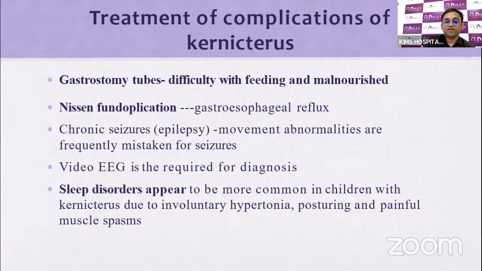For babies who have difficulties in feeding and are malnourished, we can use gastrostomy tubes that improve the weight gain of the babies. And if they have significant gastric reflux even after anti-reflux medications, we can think of Nissen fundoplication so that the babies have decreased reflux and better weight gain.